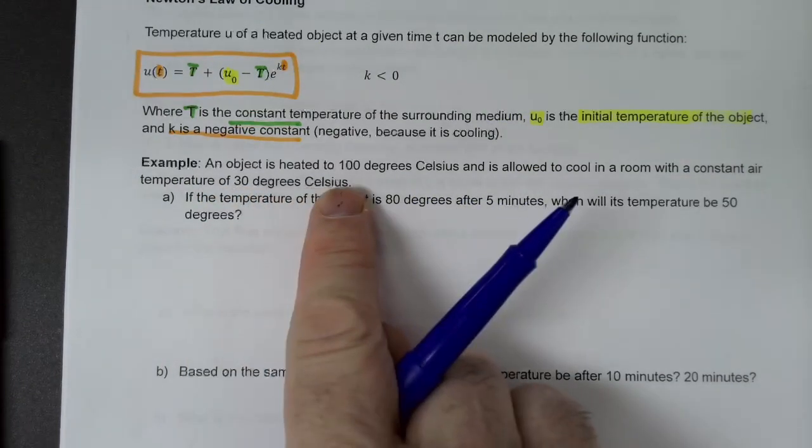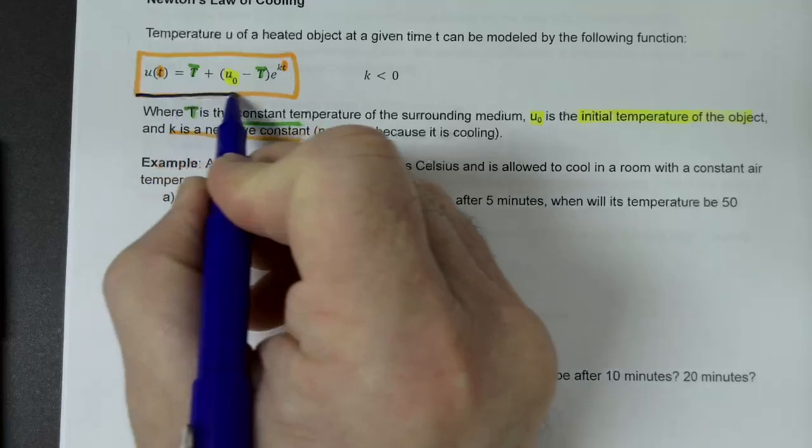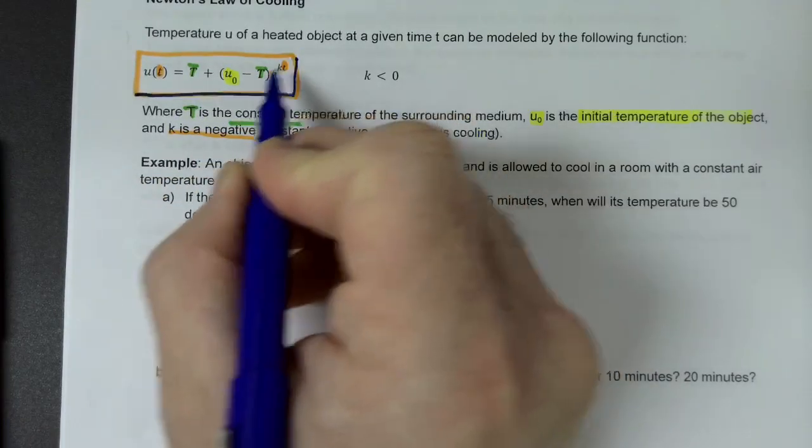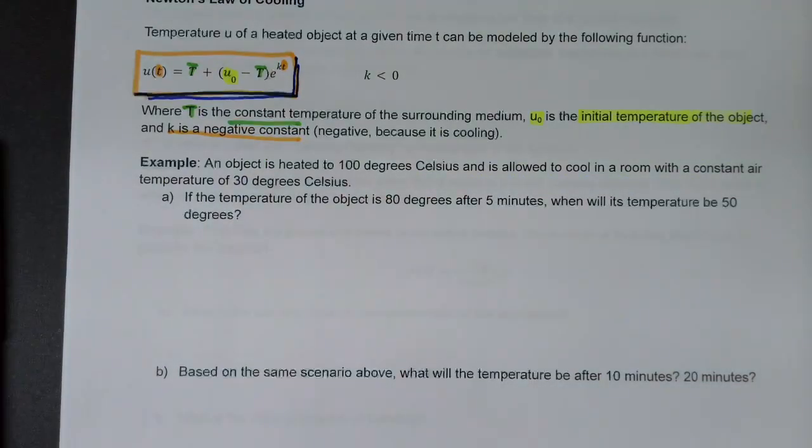An object is heated to 100 degrees, and let me make a note. If there is one on a test or a quiz, this equation will be given to you. You do not have to memorize this. Okay? But of course, on the homework, it may not write that equation out. You may have to go back to your notes to find it. So here's what we have.